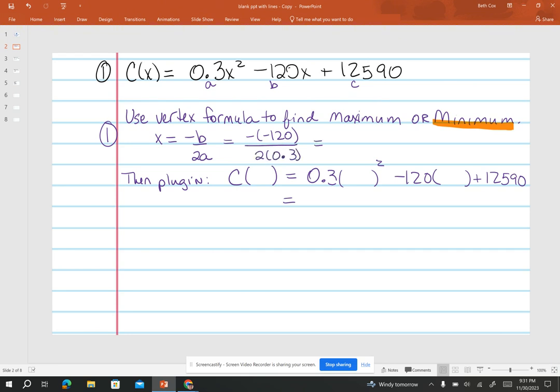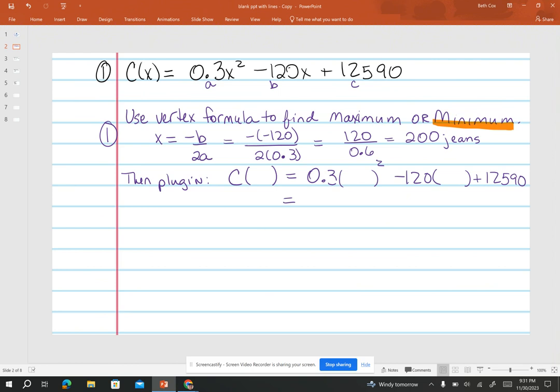I am going to need my calculator for this. So that's going to be a positive 120 divided by 0.6. And I'm going to use my calculator. Sorry, I wasn't quite ready. I am going to get 200. So this is how many genes that I need to produce to get a minimum cost.